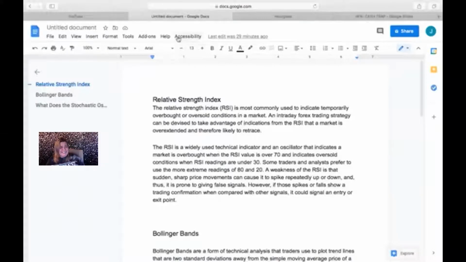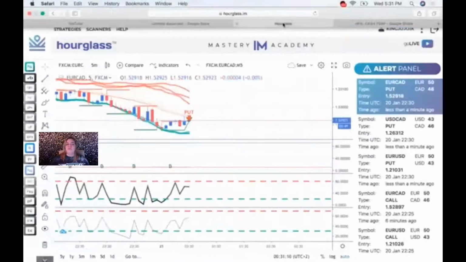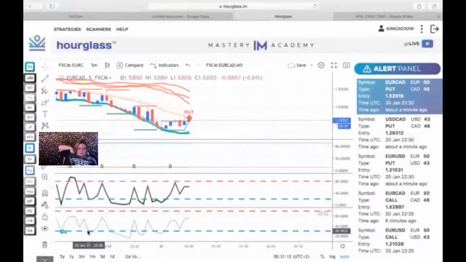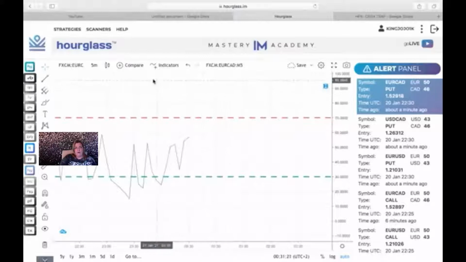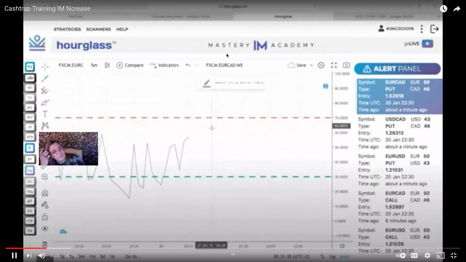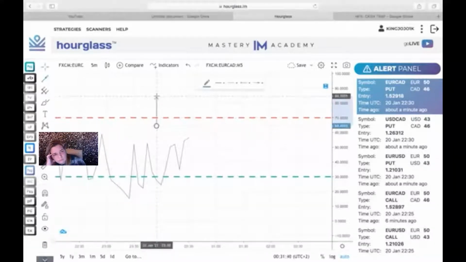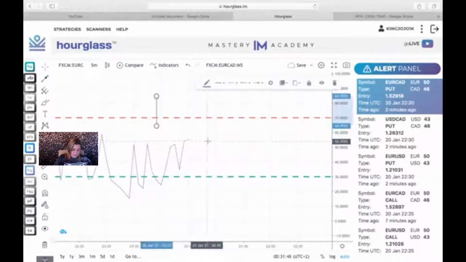Don't do that. So let me actually show you where the RSI is, right? On Hourglass, the RSI actually consists of 70 and 30. 70 being the higher line right here, and 30 being the lower line right here. So anything above 70 is overbought, and it must come back down to the middle, right?